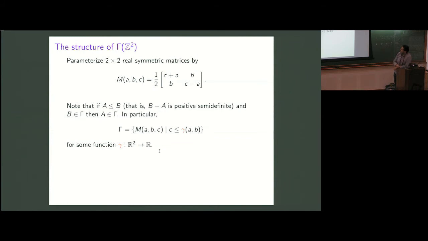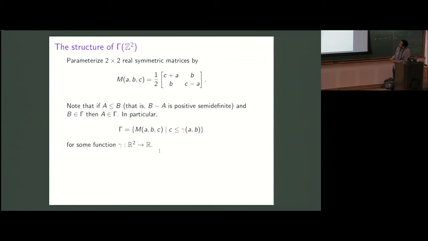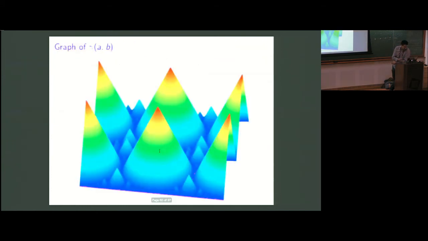So it's enough to describe this function, little gamma. It's a function of two coordinates, A and B, where A is the matrix with +1, -1 on the diagonal, and B is the matrix with 1 and 1 on the off diagonal. Okay, so after running this algorithm, we get a picture. This is a picture of the graph of this function, little gamma.